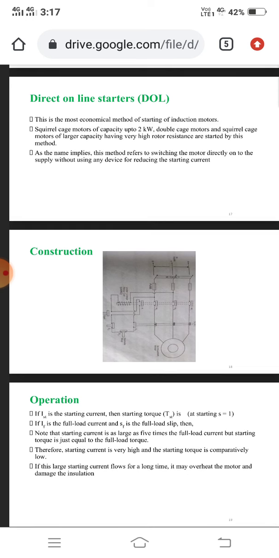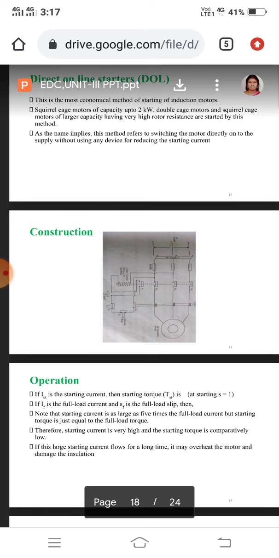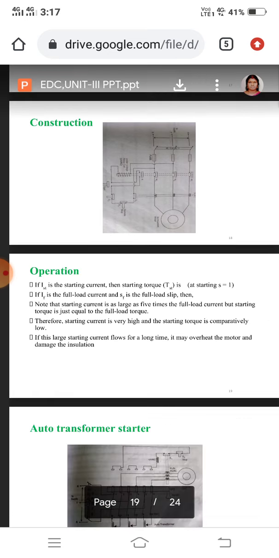This direct online starter has a typical situation: the starting current is as large as 5 times the full load current, but the starting torque is just equal to the full load torque. So in this situation, the starting current is very high and the starting torque is comparatively low. If this large starting current flows for a long time, it may overheat the motor and damage the insulation.